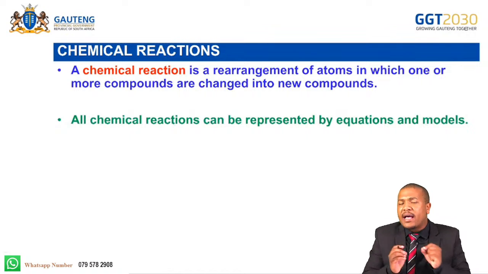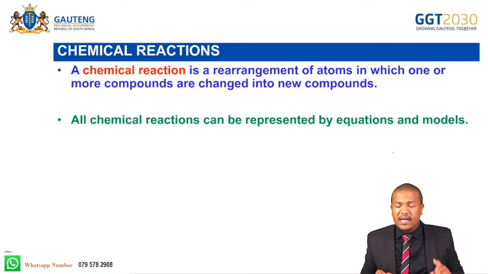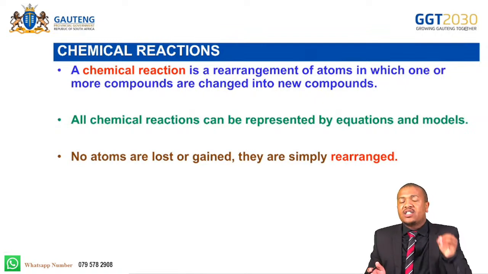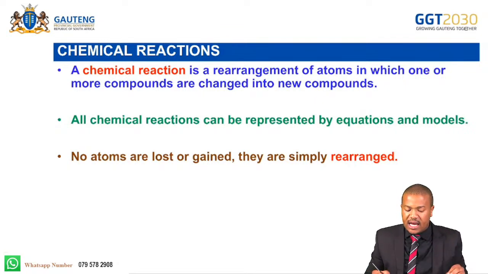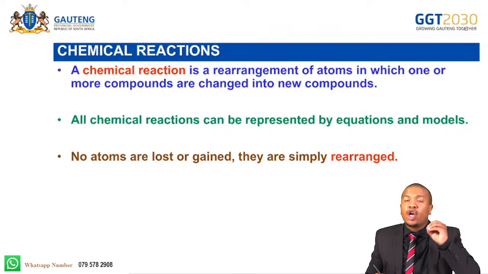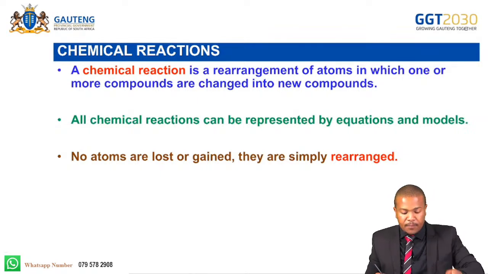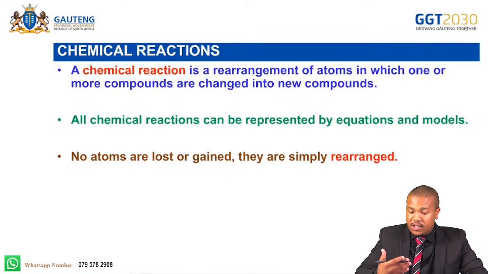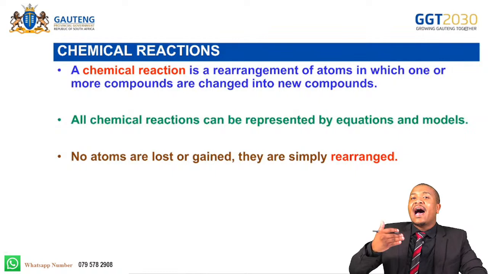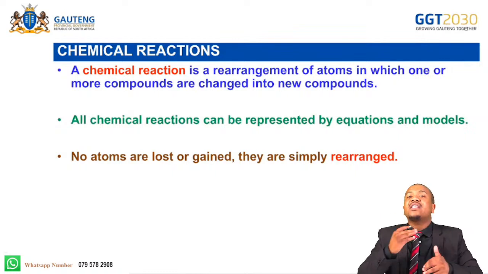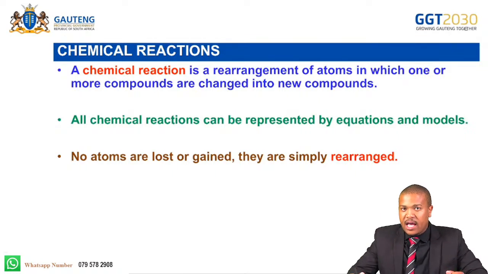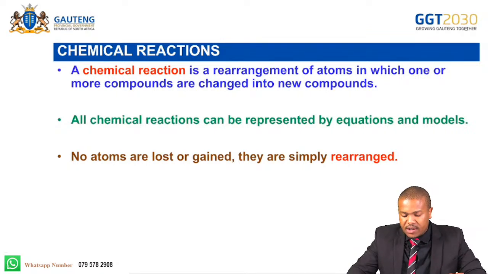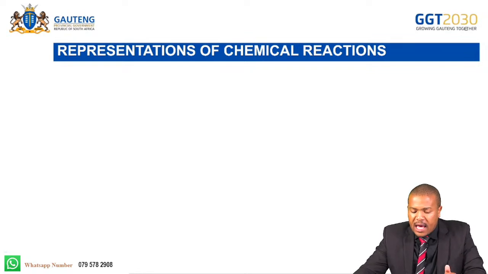So what really happens during a chemical reaction? Let's note this: new compounds are formed. But bear in mind, no atoms are lost or gained. During a chemical reaction, no atoms are lost and no atoms are gained, but they are simply rearranged to form new compounds. So now let's carry on with our lesson.